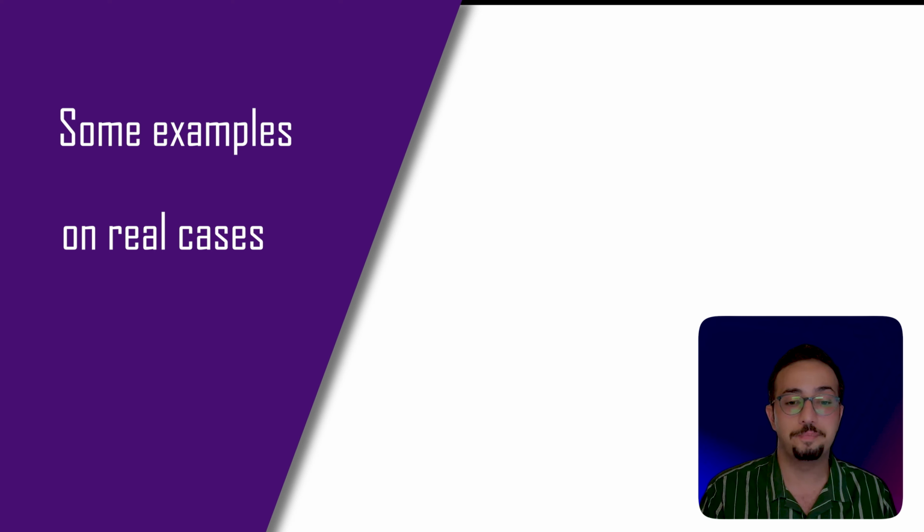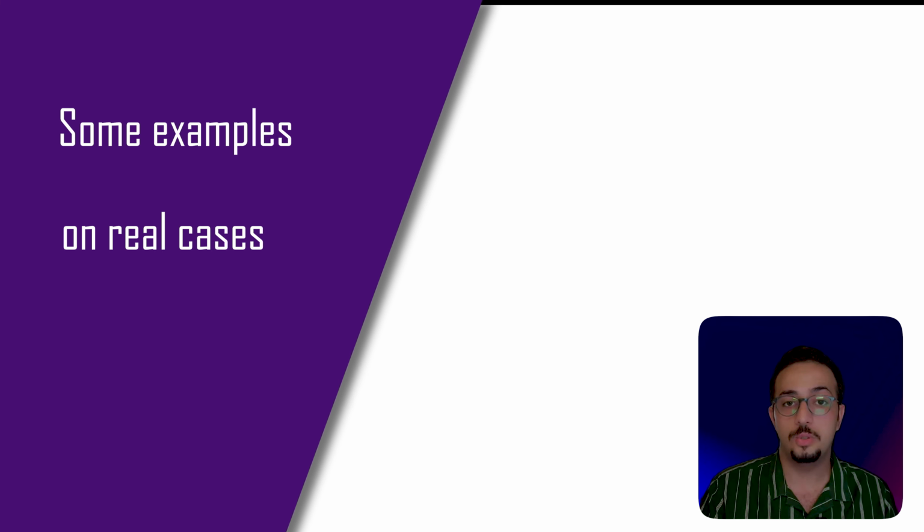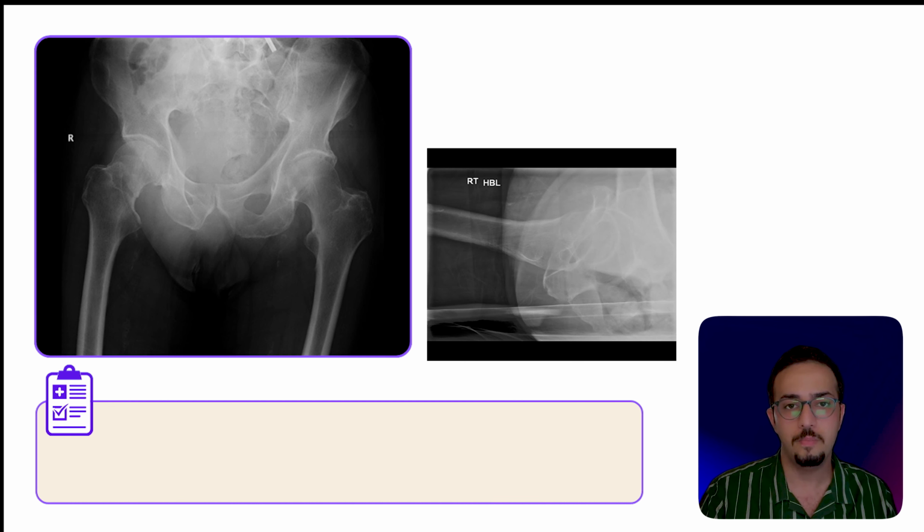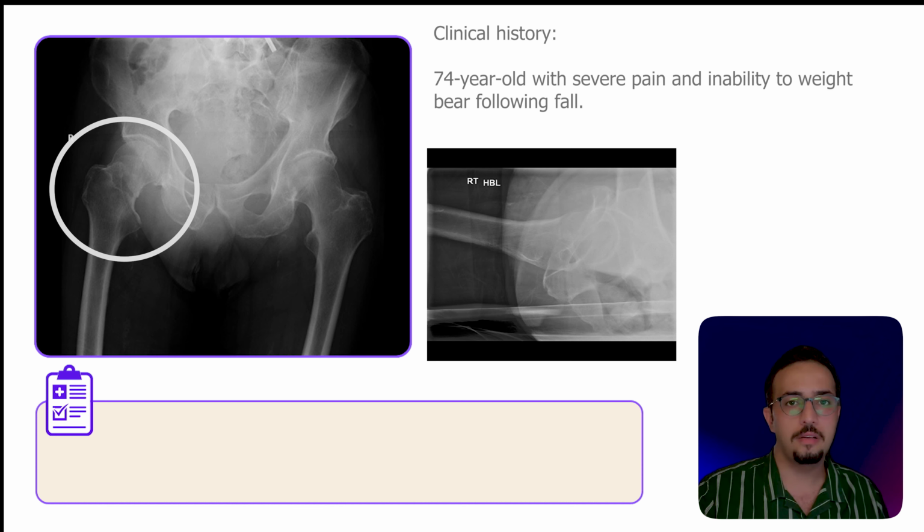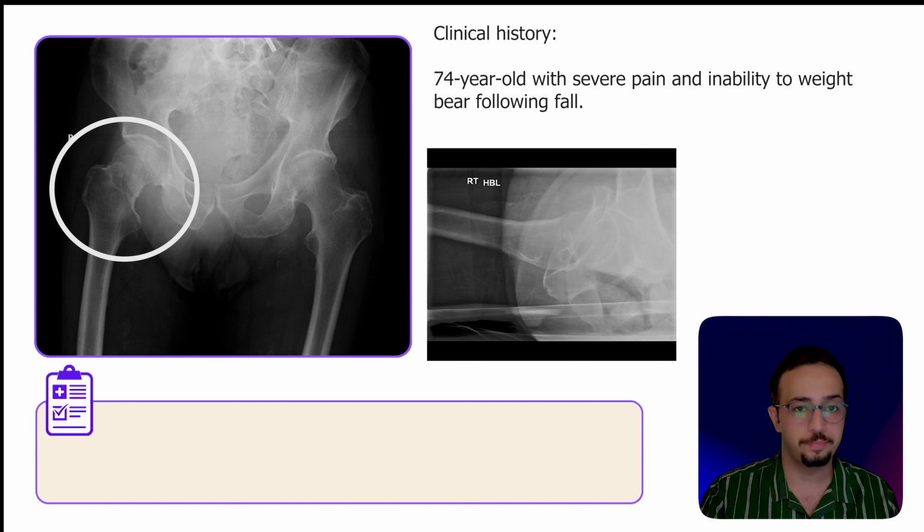Okay, and now that we've covered the theoretical aspects of common fractures, let's put our knowledge together to test with some practical examples using X-ray images. So the first X-ray is of a 74-year-old with severe pain and inability to weight bear following a fall. How do you describe this fracture? It's an AP of pelvis, let's say hip AP, and HBL, which is horizontal beam lateral.